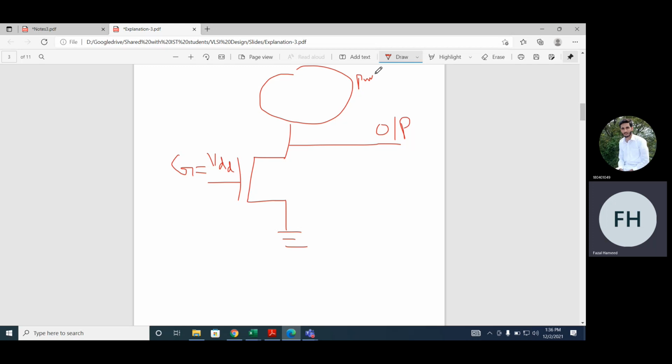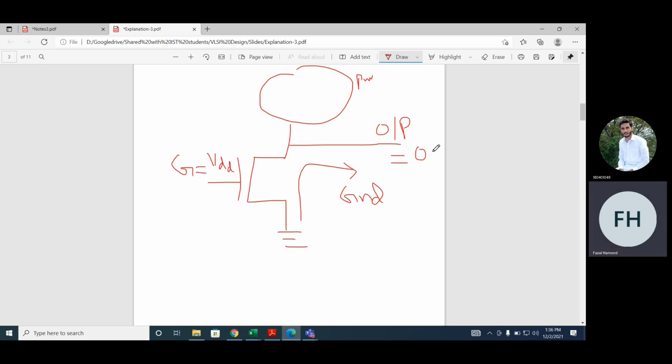In the pull-up, which transistor will be used? PMOS. Okay, so when we apply VDD here, which value will be provided at the output? It will be ground. Ground will be provided, so the value on the output will be logical 0.